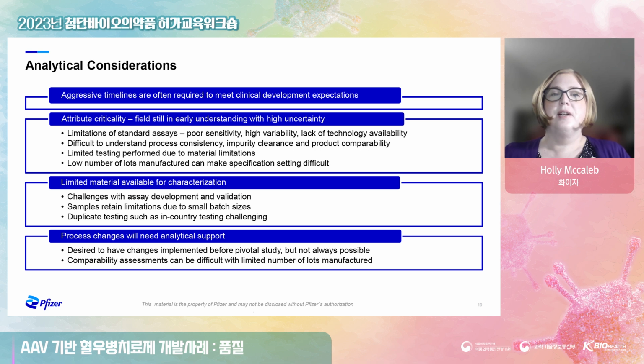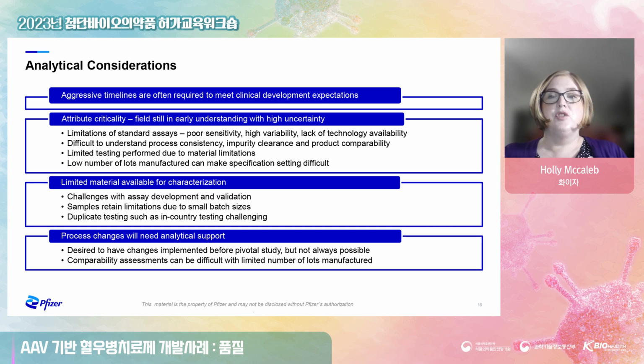Key analytical considerations include, first, aggressive timelines are often needed to meet clinical development expectations. Second, attribute criticality is still an early understanding and could have high uncertainty due to limited material and high variability with assays and processes. Third, limited material can also make it challenging to develop and validate assays. And finally, most process changes will need analytical support in the form of analytical comparability.